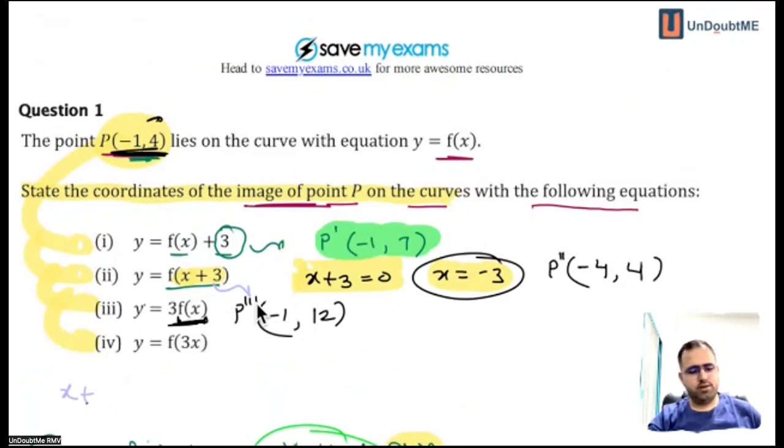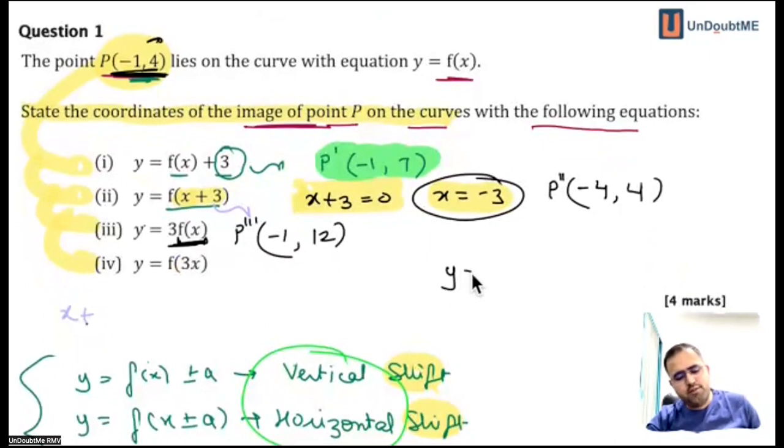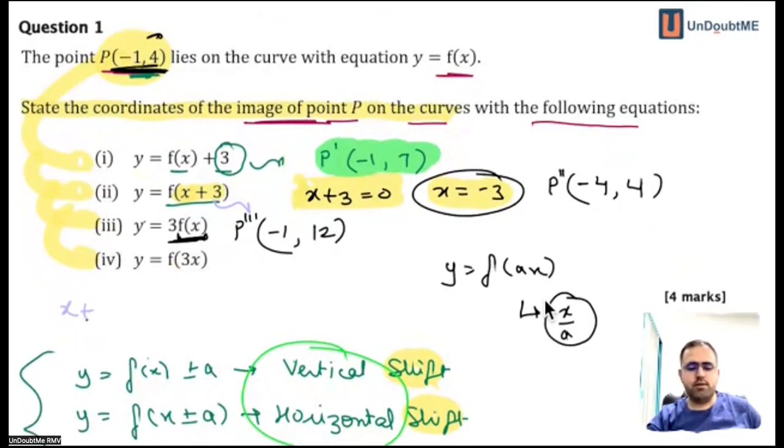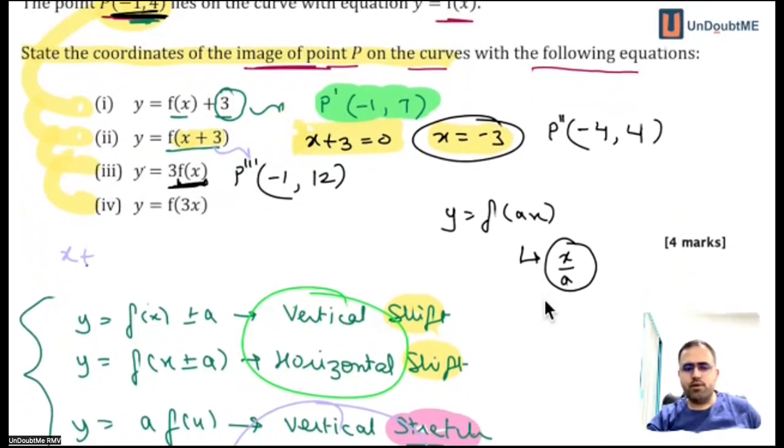And the last one, how do we do it? You have to always understand this thing: whenever we have y is equal to f of ax, your x coordinate is going to be divided by a. Always. Your x coordinate will be divided by a.